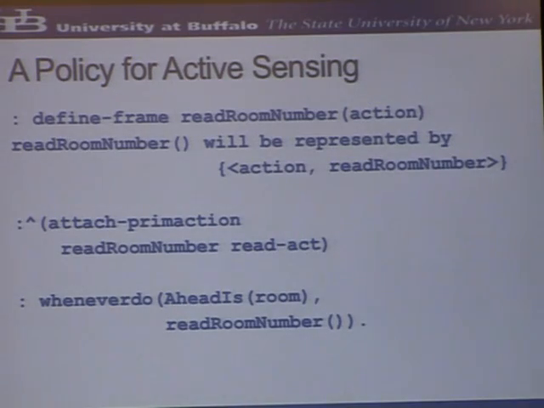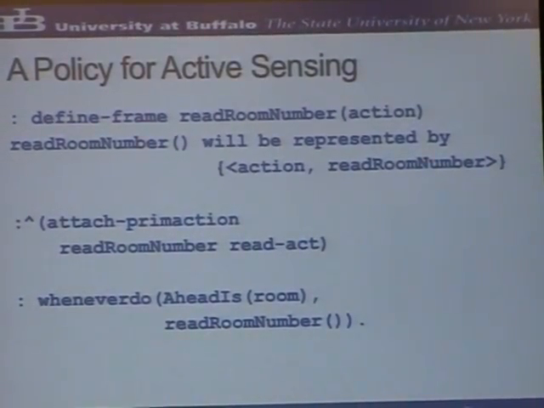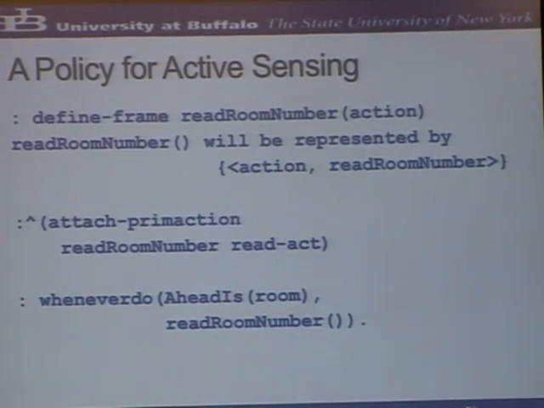So here's a policy for active sensing. So it's subtly different from knowing what's ahead passively. There's an act called read room number, and it's a primitive act. And here's the policy. I'm an inveterate reader, maybe a lot of you are too. You see a sign, you wind up reading it. So this says, whenever there's a room ahead, read the room number. If you don't like that policy, you could make it a different policy, but okay?